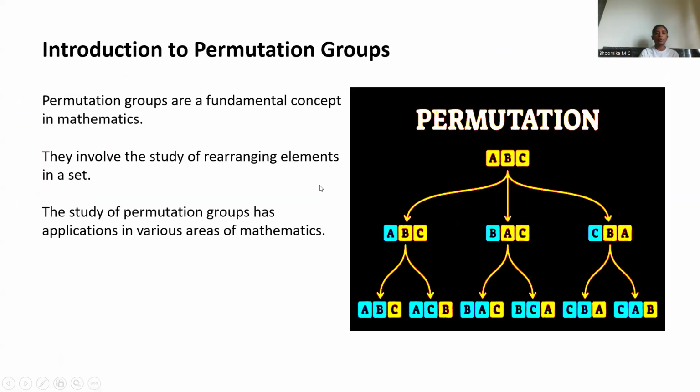Introduction to permutation groups. Permutation groups are a fundamental concept in mathematics. They involve the study of rearranging elements in a set. The study of permutation groups has applications in various areas of mathematics.